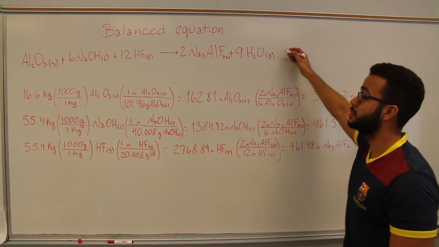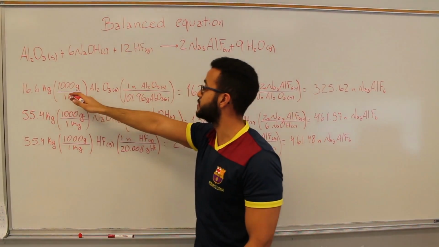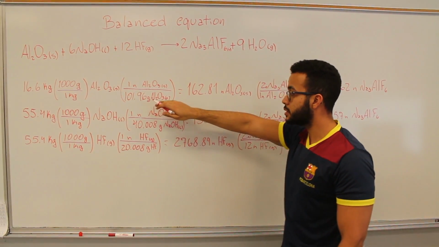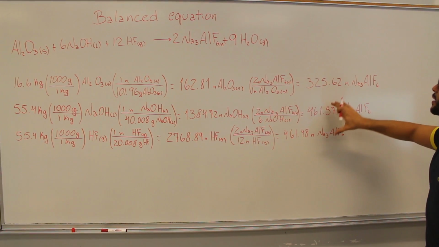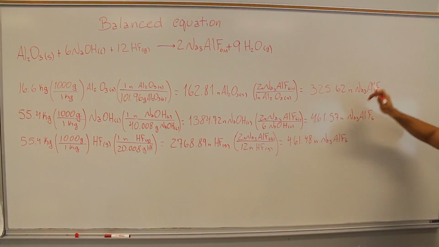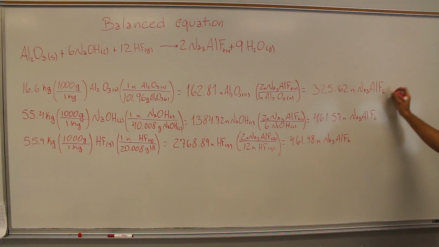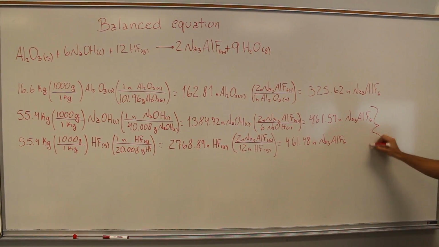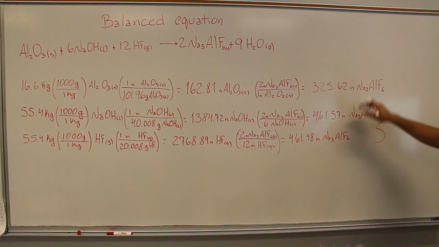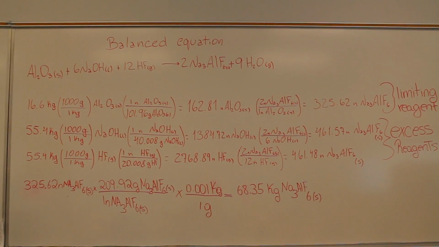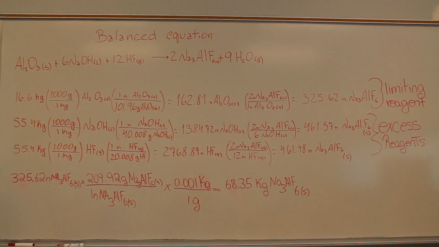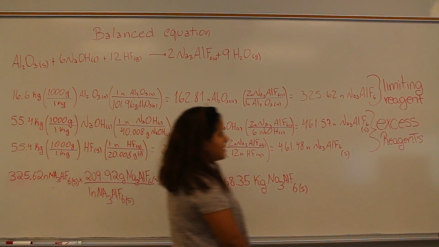After balancing the equation, we convert our given kilograms to grams and then to moles of each compound. Then we use mole ratios to find our limiting and excess reactants. By just looking at these results, we can assume that these two are the excess because they are bigger than this one. The reaction stops when all of the aluminum oxide molecules have been consumed, therefore making it the limiting reagent.